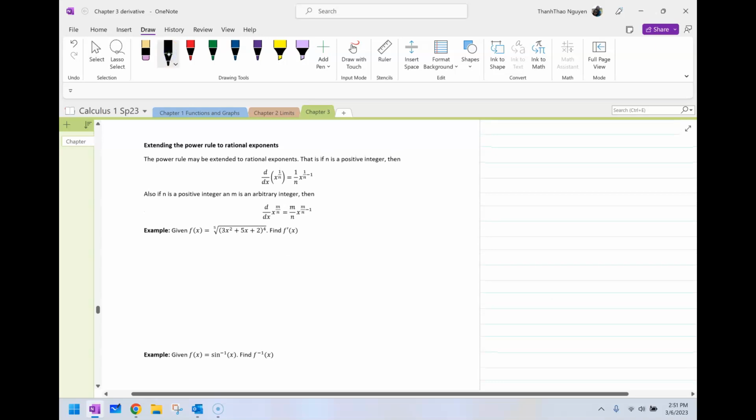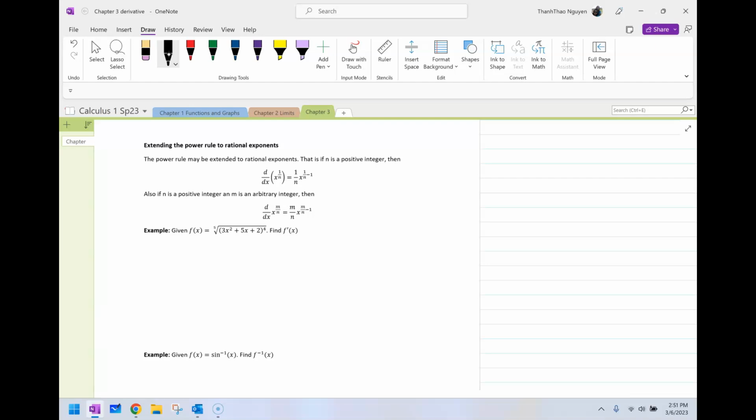Given f of x equals the fifth root of (3x squared plus 5x plus 2) to the fourth, we want to find f prime of x. First of all, I will try to write this in a simpler manner. So this is (3x squared plus 5x plus 2) to the exponent 4/5. Now, this is a composite function, so we need to use the chain rule to take the derivative.